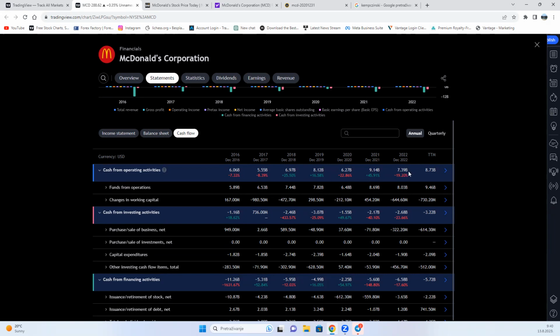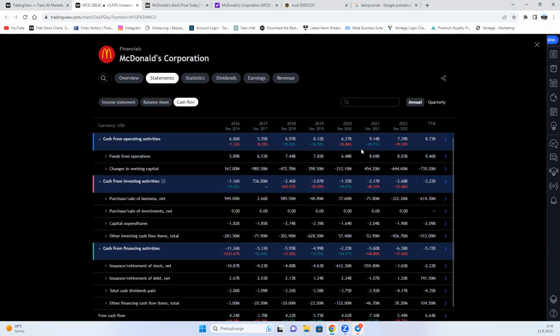In years 6, 7, you had a period of inflation. I repeat, a period of inflation, and you have similar results. So this is stagnant growth at best. Maybe if this continues to grow higher, then we could say this has some potential to go higher, but for now this doesn't look good. So this is cash flow from operating activities.